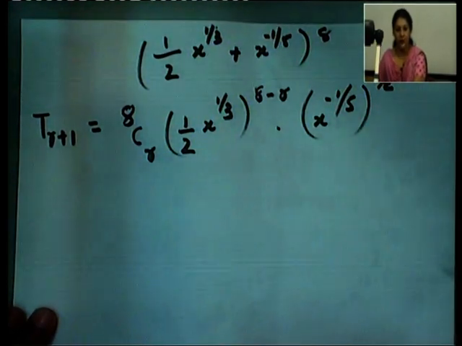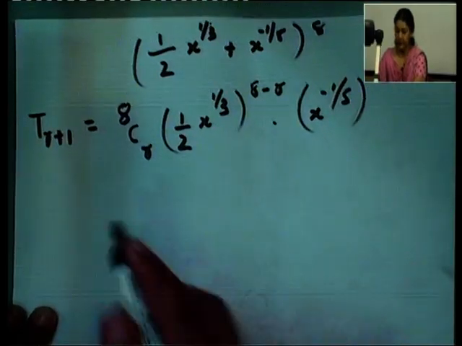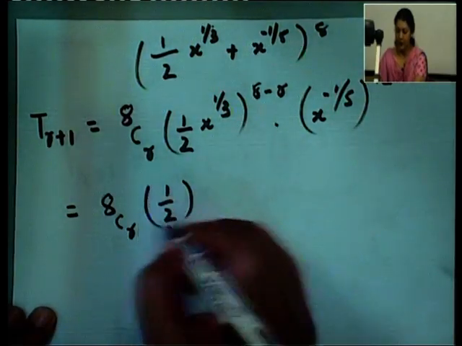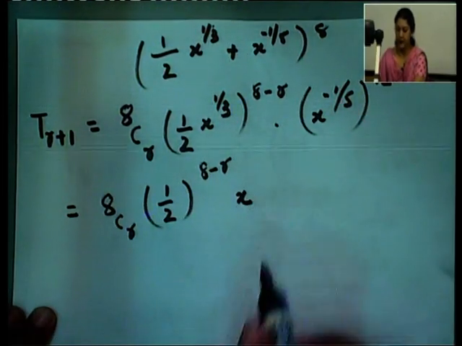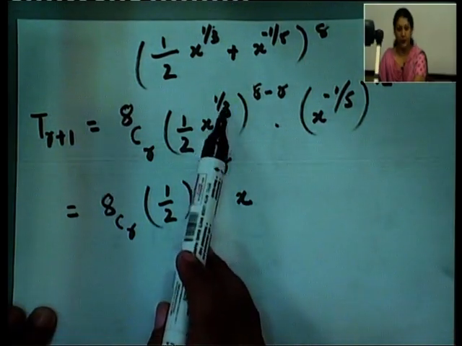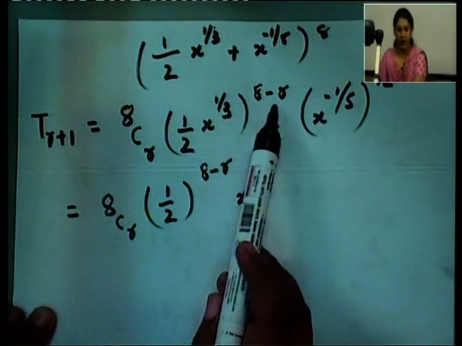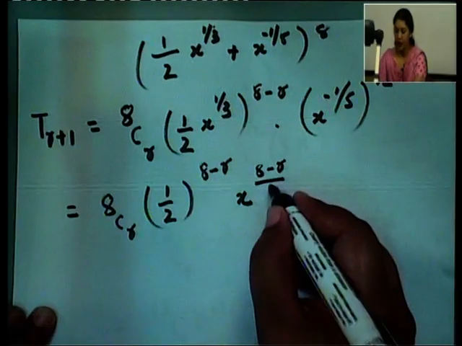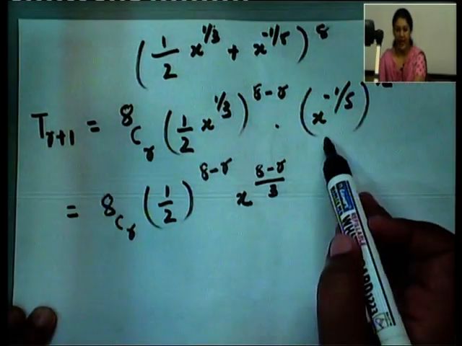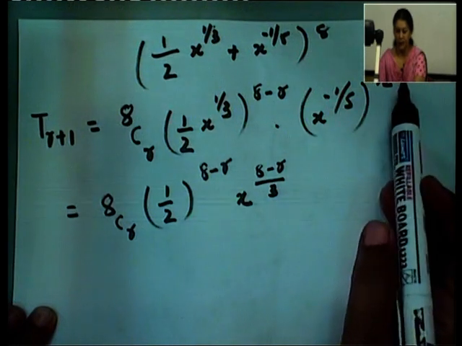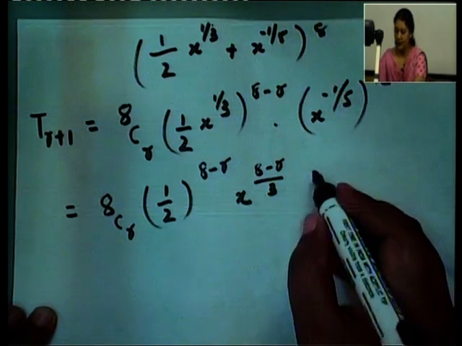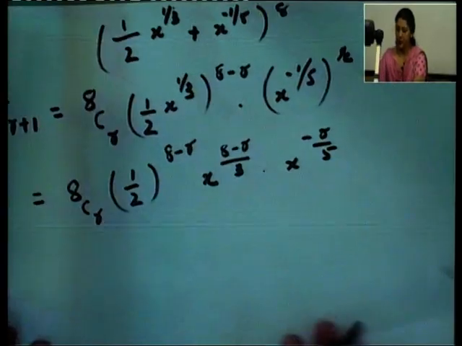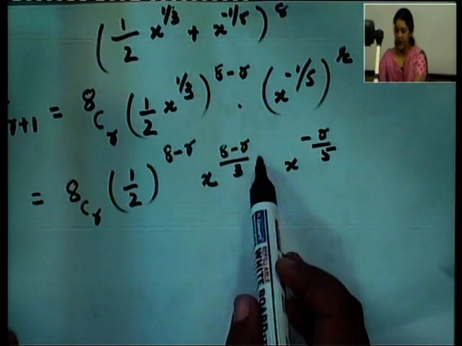So what we do, we will separate the powers of x. This will be equal to 8Cr (1/2)^(8−r) into x^(1/3) raised to power 8−r, where powers get multiplied, so we get x^((8−r)/3). Now here we have (x^(−1/5))^r, again powers get multiplied, so I will get x^(−r/5). Now since the base is the same, powers will get added.